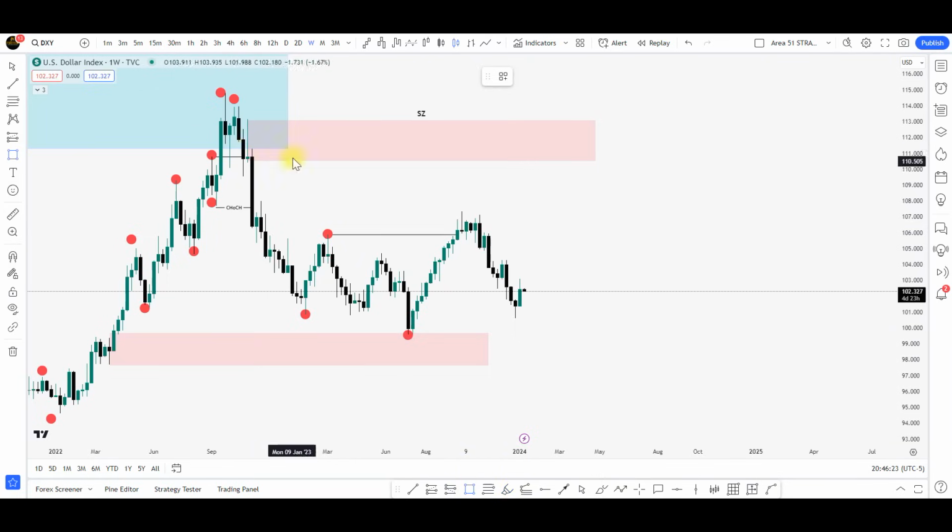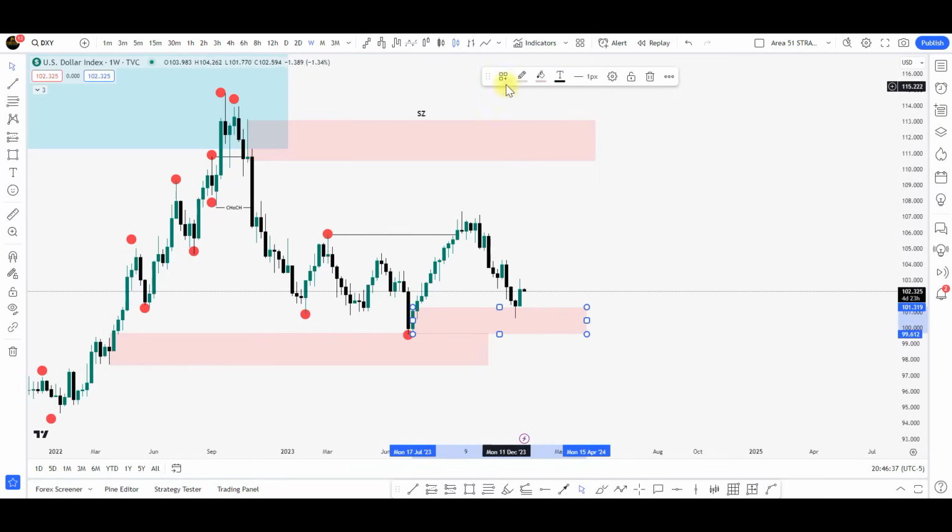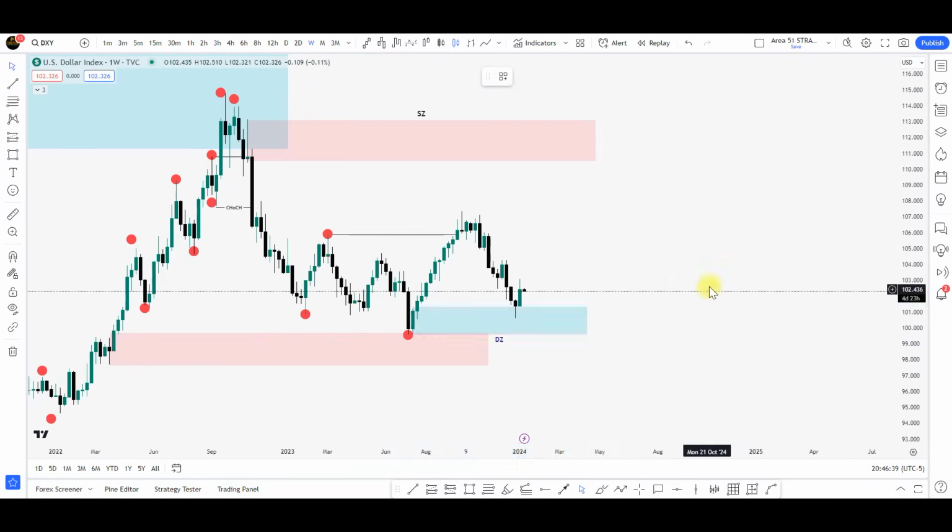The only order flow that needs to be mitigated, which is the last up move before the down move, is right here. So this is the last supply zone that we have. And right now we can see that price is reacting to this area of demand zone.